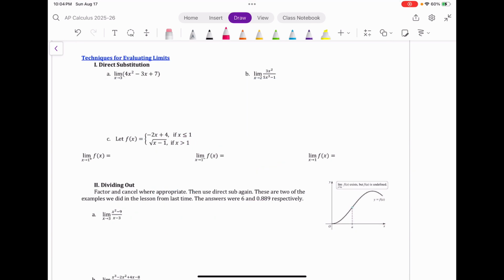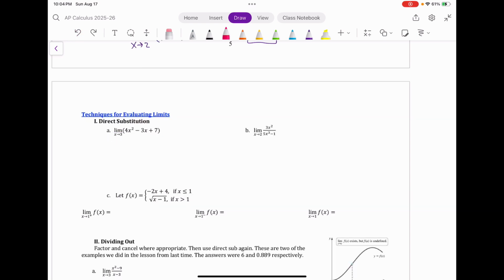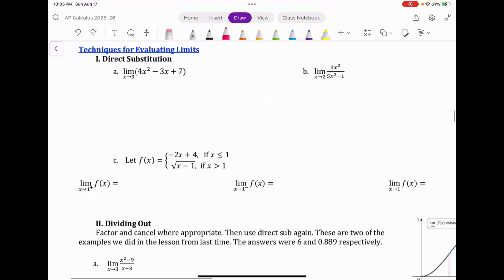Here we're going to talk about different algebraic techniques that can allow us to find limits. The first technique is always to try to directly plug in the value that we're approaching. As long as the function is continuous at that point, we should have no problem plugging it in and finding the limit. Here we have a polynomial function, and polynomial functions are continuous for their entire domain. So there's no problem just plugging in the value that we're approaching. The limit for this is just 34.